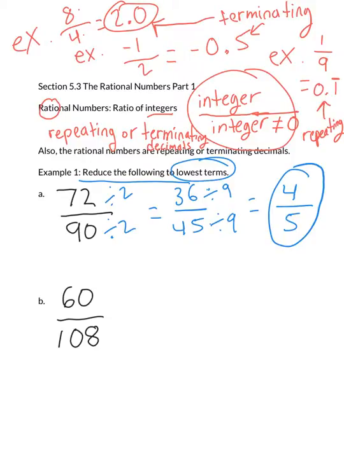So you could just keep doing that, just keep asking yourself, okay, is there a number other than 1 that divides into my top and bottom? If so, keep dividing, chipping away at your fraction until it is reduced.